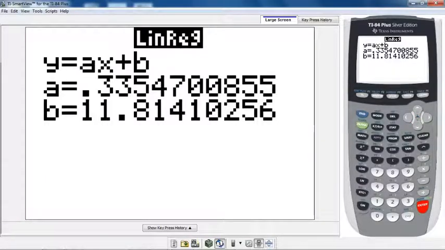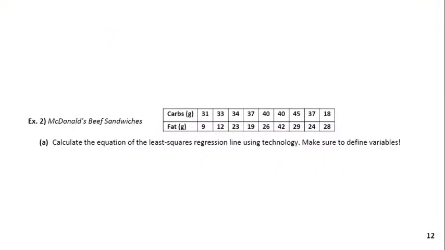Boom, there it is. So our slope would be A in this case. That's 0.335. Our y-intercept is B, 11.814. We'll go with 3 decimal places here. All right, so that's our line. Using our calculator, we came up with this line. And also, this is on page 171 if you need another tutorial besides the one I just gave.